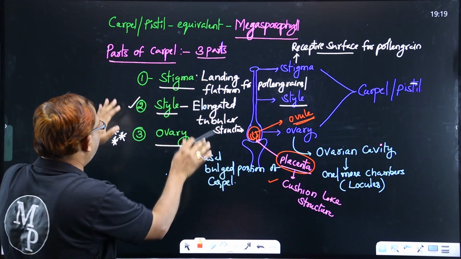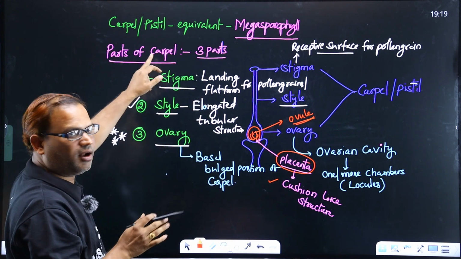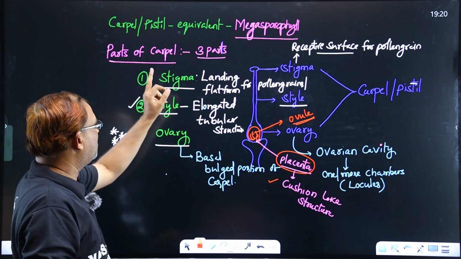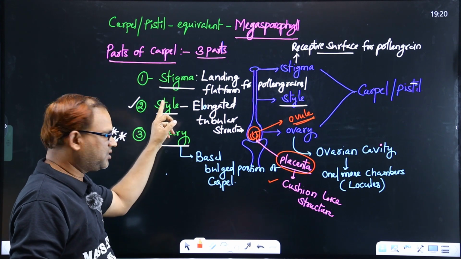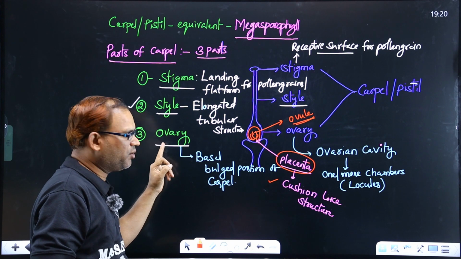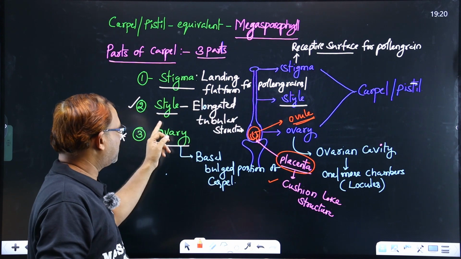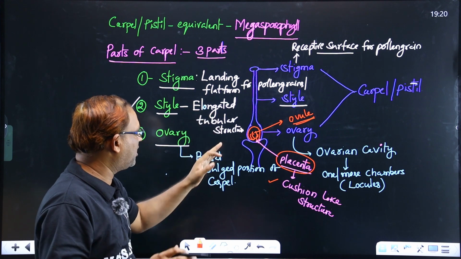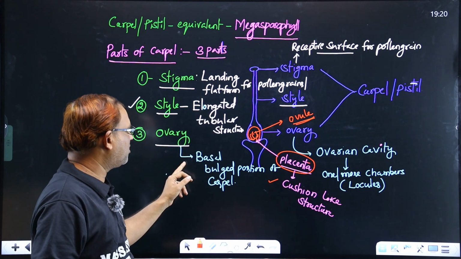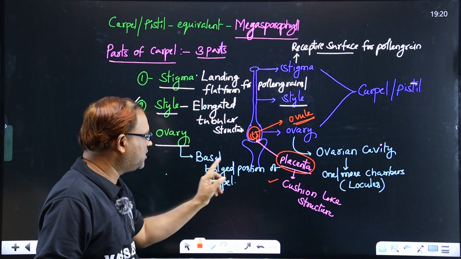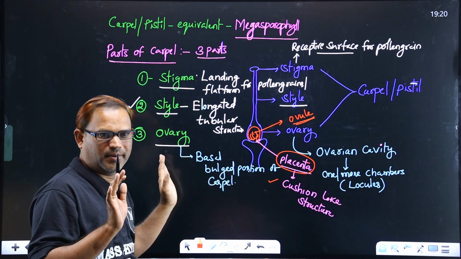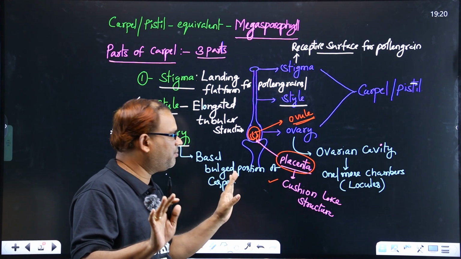So these three parts are present in where? Carpel or pistil. What are the three parts? One is stigma, second is style, third is the ovary. Stigma is the landing platform for pollen grain. Style is an elongated tubular structure. Ovary is the basal bulged portion of the carpel.